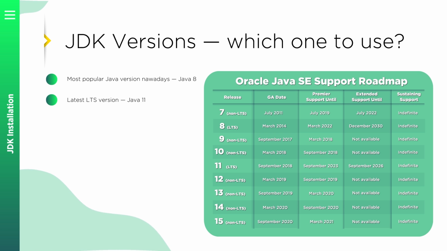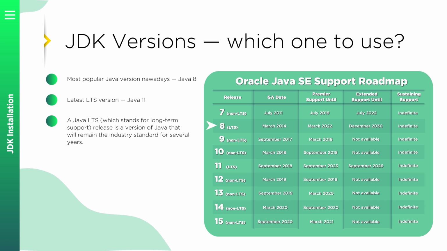There are 2 things developers hate. One of them is unnecessary change. It is even crazy to think about keeping several applications or a number of servers up to date with the newest Java release. That is why the concept of an LTS was established. A Java LTS, which stands for Long-Term Support Release, is a version of Java that will remain the industry standard for several years. To give you an example, Java 8 was released in 2014 and its extended support will end in December 2030.